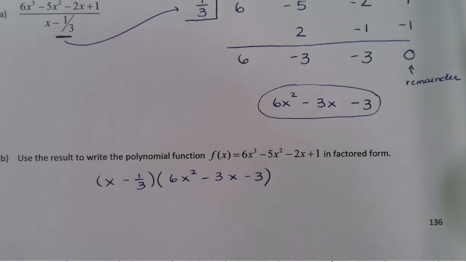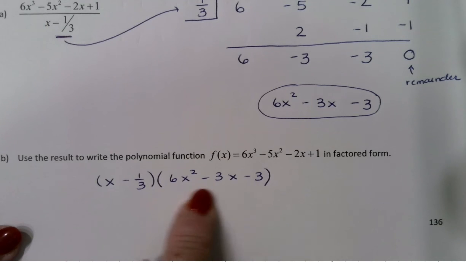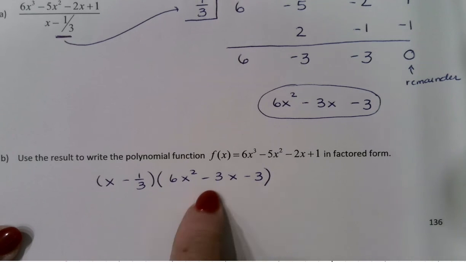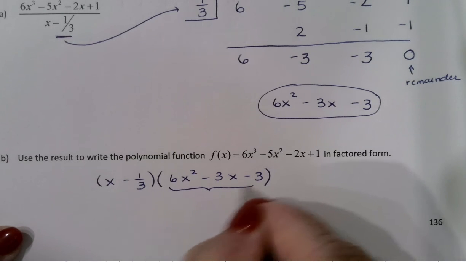Now, if you're looking at that and thinking, well, that looks a little weird to me because when we were factoring, we never used fractions. That's actually true. If you wanted this to look more like the normal factored form that you're used to, notice that this quotient actually has a GCF. You could factor a 3 out of this, right?